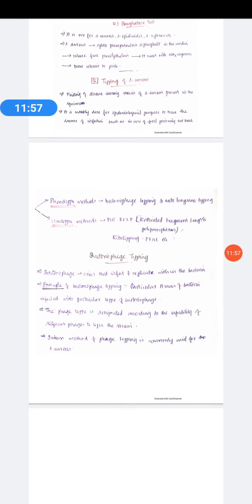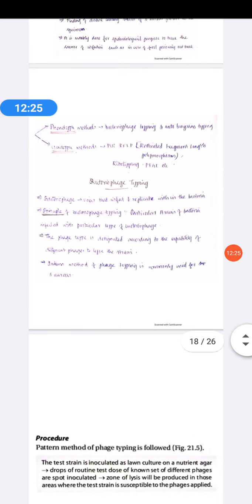It is mainly done for epidemiological purposes to trace the source of infection, such as in case of food poisoning. We know that in food poisoning, the enterotoxin produces the food poison, and there are different types of enterotoxin present. So by the typing method, we can identify which strain produced the food poisoning, and then we can trace the source of infection also.